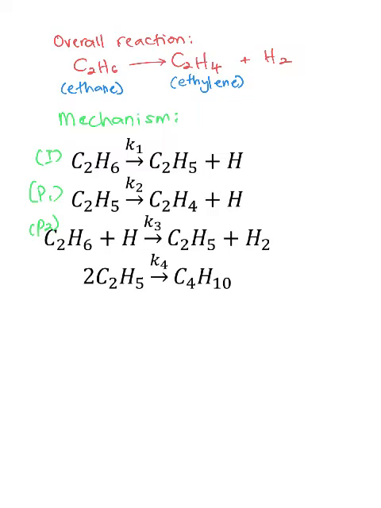And the last step is 2C2H5. We know that C2H5 is the intermediate product. So when the intermediate reacts with the intermediate, it produces the side product C4H10. So the fourth step is the termination step. Right. Then we need to write the rate law equation for each step.